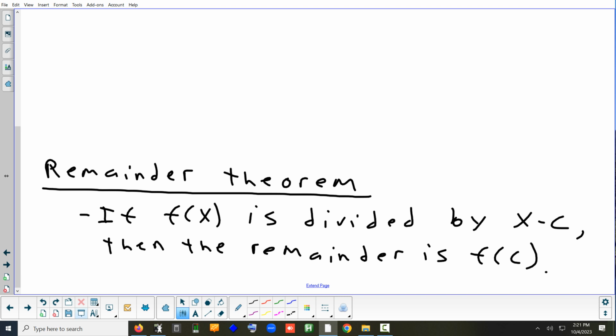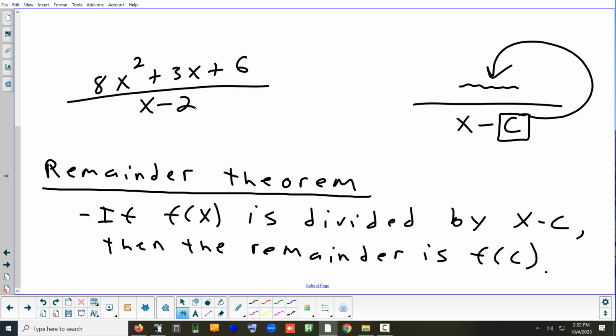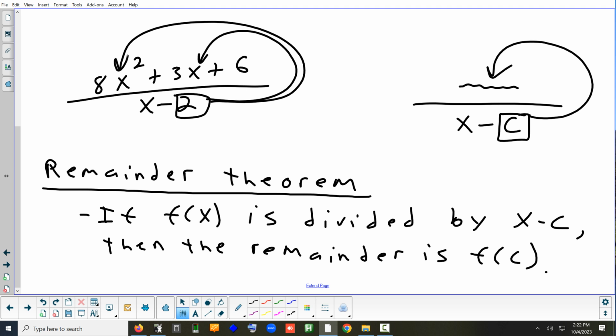When you have a polynomial and you divide it by x minus c, could be x minus 3, x minus 2, x minus 8, but it's got to be x minus something. You can take the number that comes after the minus sign and fill that number in for the variable in the top, and that'll tell you the remainder. So if I had 8x squared plus 3x plus 6, and I wanted to divide by x minus 2, if you want to know what the remainder is, just take the 2 and fill it in the top for x, and that'll tell you the remainder.